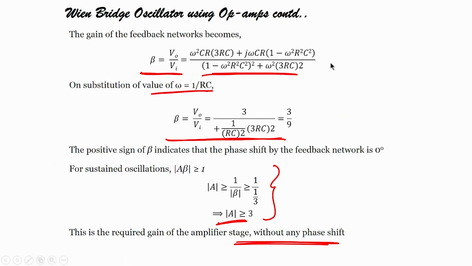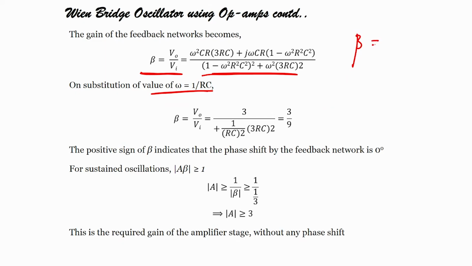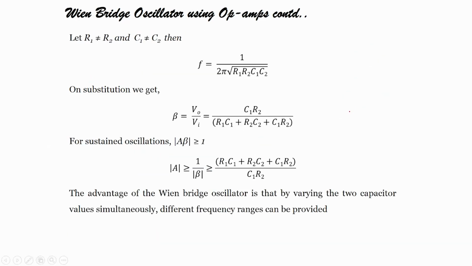So, this is how we will solve for the Wein bridge oscillator. What we have seen is that beta equals 1 by 3 in the case of the Wein bridge oscillator and my gain is 3, or if I write it, greater than or equal to 3. Beta equals 3 by 9, my gain would be greater than or equal to 3.